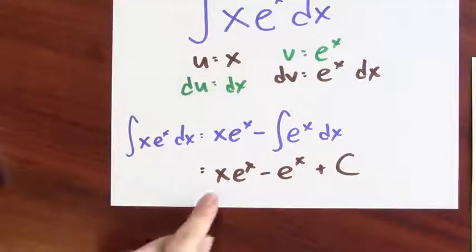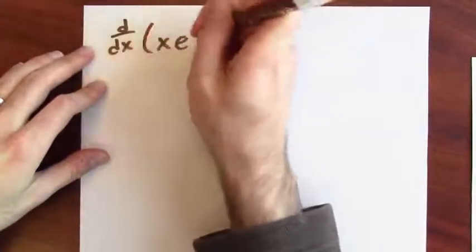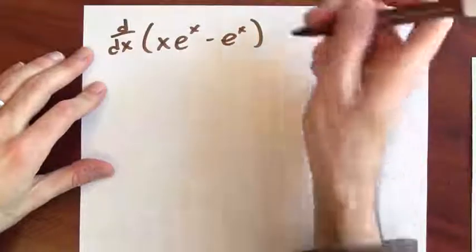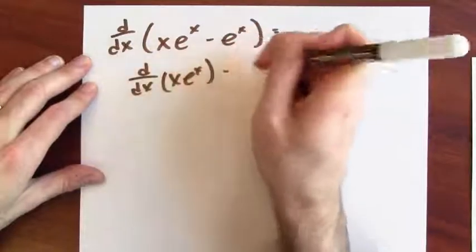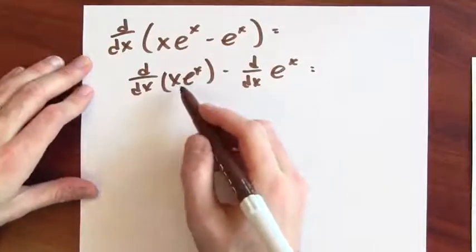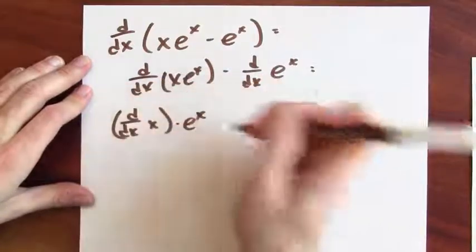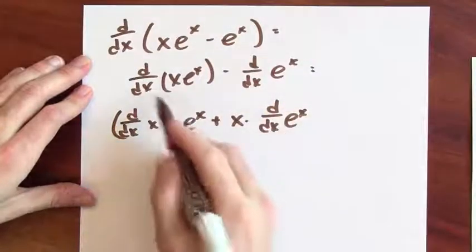We did it! And we can check our answer. So I just have to differentiate this and make sure I get x e to the x. Let's try it. So if I differentiate x e to the x minus e to the x, I don't need to add the plus c, because if I differentiate a constant, I just get 0. All right, this is a derivative of a difference, so it's the difference of the derivatives. But now this is a derivative of a product, so I'm going to use the product rule. I'm going to take the derivative of the first, so the derivative of x, times the second, plus the first times the derivative of the second. All right, that's the product rule.